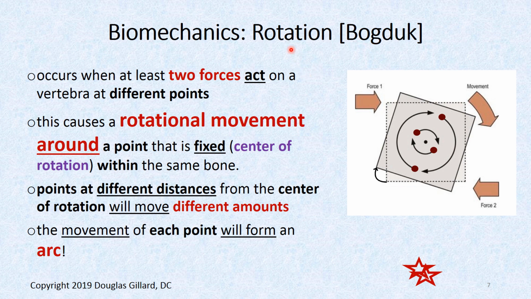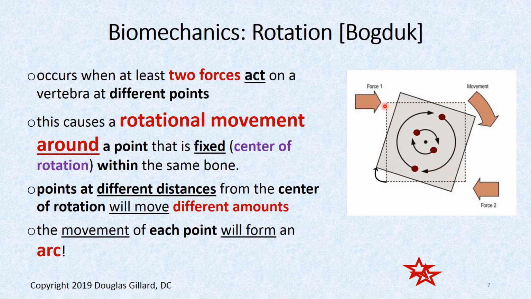So now rotation, what's the deal with rotation? That occurs when at least two forces act on a vertebra, but the key is they have to act at different points on the vertebra. So here's the dotted configuration, is where our block started.